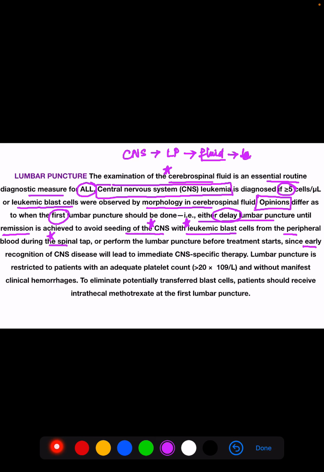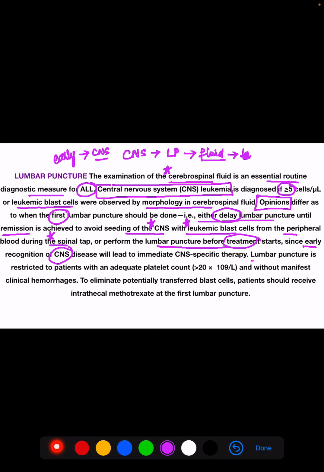Or if we do a lumbar puncture before treatment starts, we will be recognizing early CNS disease. If we do an early lumbar puncture, we can recognize CNS disease early. If we delay the lumbar puncture, why is it delayed? To avoid seeding of the CNS.